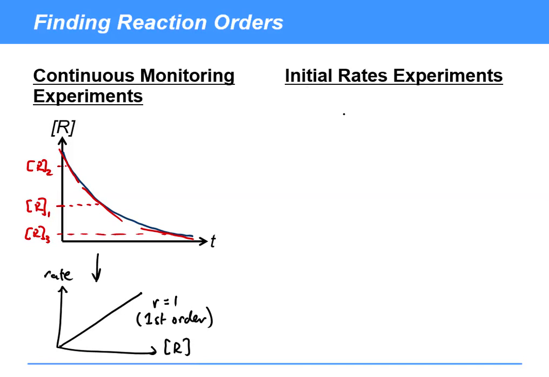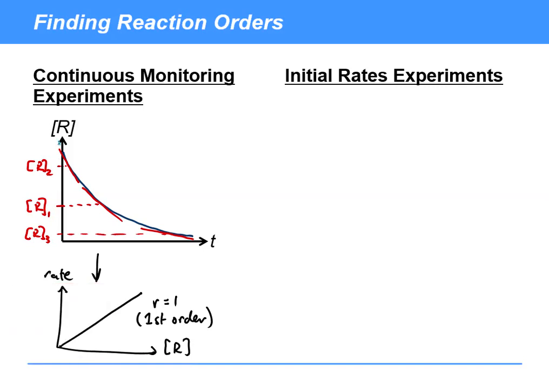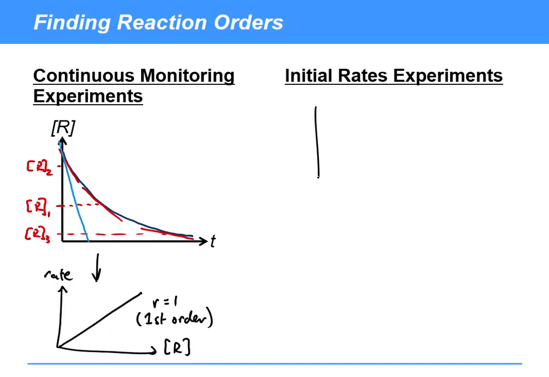The other way of doing it is using what's called an initial rates experiment. So if you imagine an initial rates experiment, that's effectively taking the slope right at the beginning here. So I'll just draw a tangent right at the beginning of the reaction. So this is the initial rate of reaction, when the reaction is fastest. And effectively what you can do in these initial rates experiments is use lots and lots of different conditions, and you get different initial rates. So for example, let's just quickly do this.